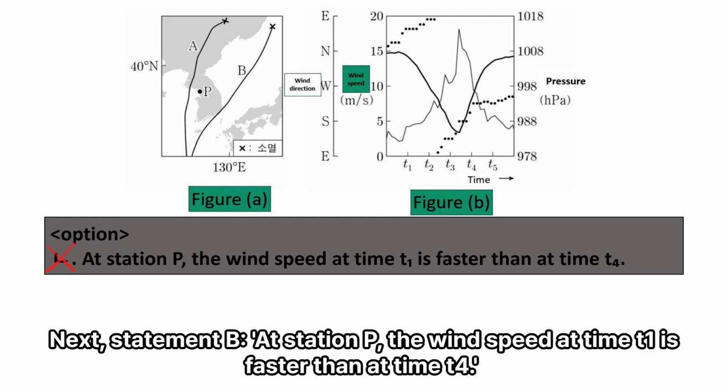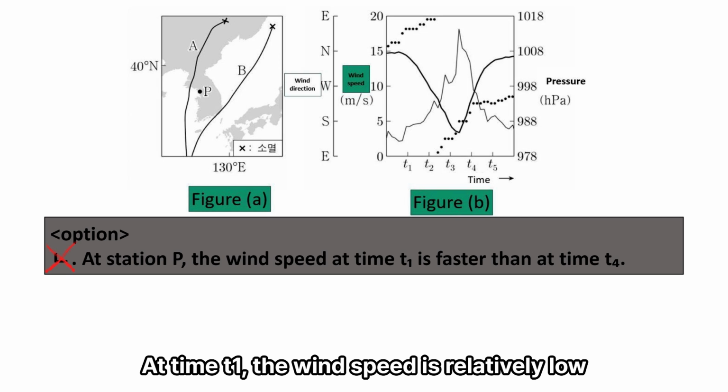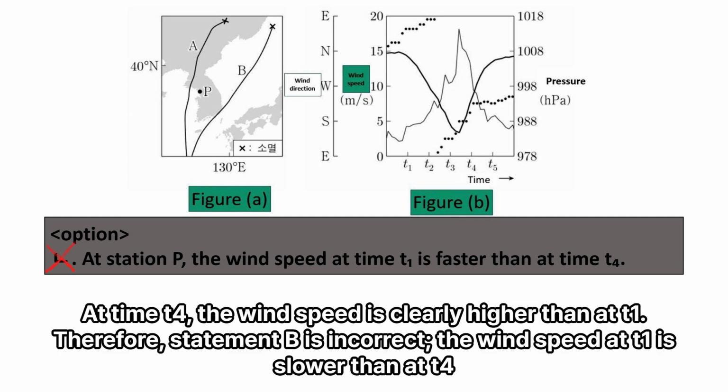Next, Statement B. At Station P, the wind speed at time t1 is faster than at time t4. Let's refer back to Figure B and look at the light solid line, which represents wind speed. At time t1, the wind speed is relatively low. It then increases, peaks around t3, and decreases again. At time t4, the wind speed is clearly higher than at t1. Therefore, Statement B is incorrect. The wind speed at t1 is slower than at t4.